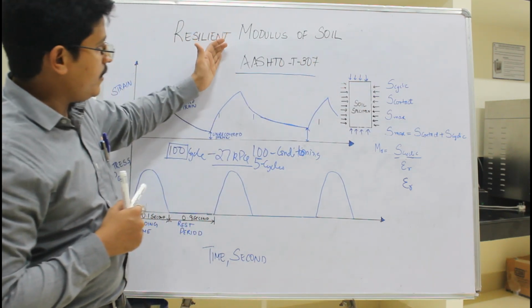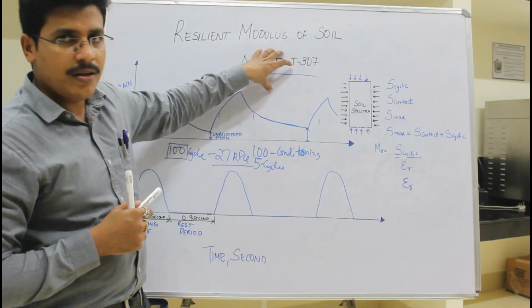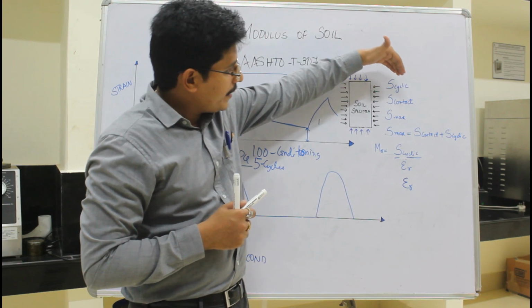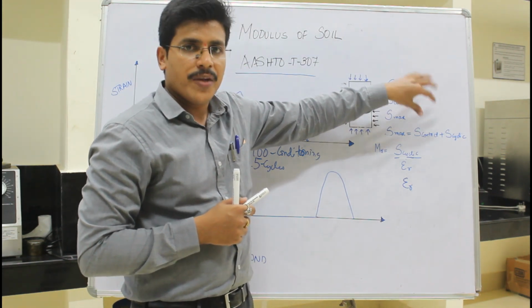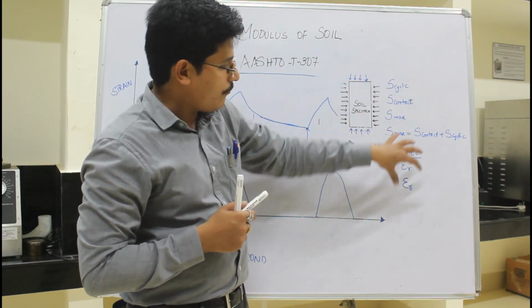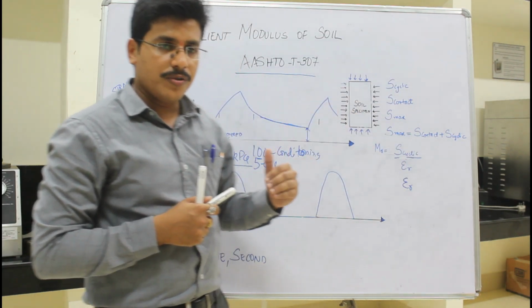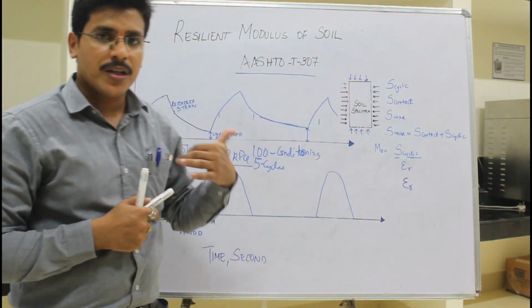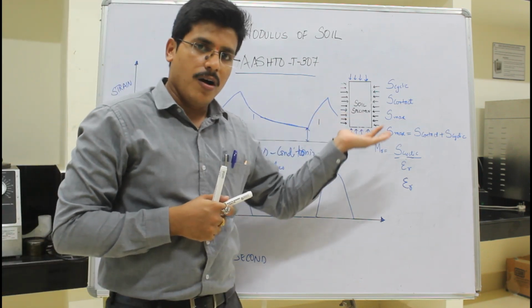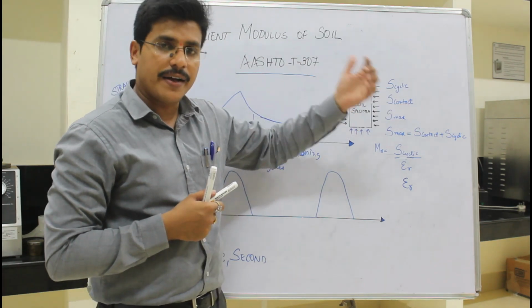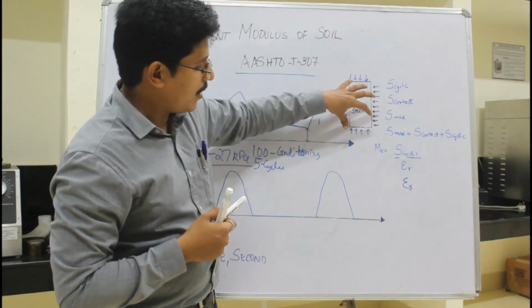So the AASHTO T307 recommends 15 stress cycles or stress sequences with different combinations of S cyclic and S contact. Then we have a formula to find the MR, from which we determine the final MR of the soil. And now this MR can be tested for different conditions. It can be, let's say, at OMC, or less than OMC, or more than OMC, or we take it from soil directly and test its MR. So all these things can be done in this particular testing procedure.